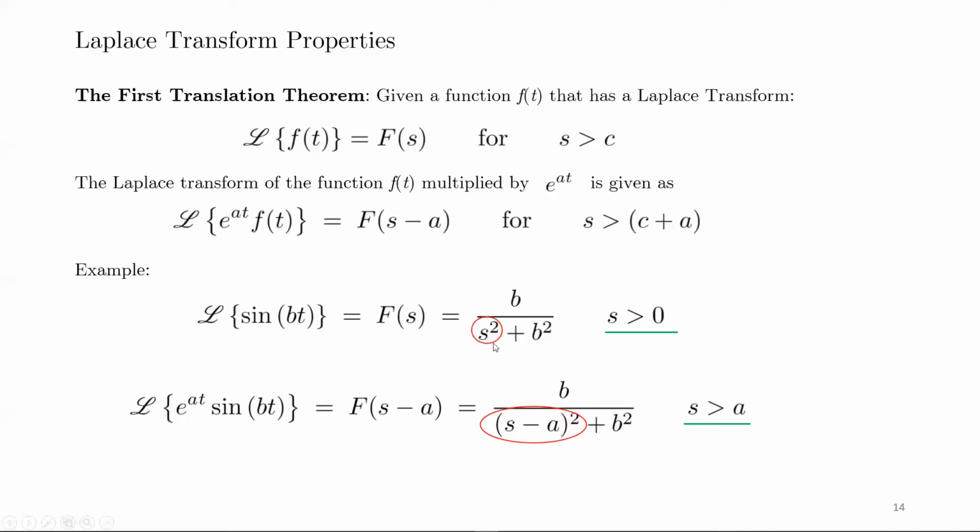So here I have an s squared in the original function F of s. Now I see an s, so I'm going to replace it with an s minus a. So s minus a squared. Everything else is the same. We've got a b on the numerator and we've got a plus b squared on the denominator. So I hope you can see how that works. Basically, if we multiply a function by e to the at, wherever you see an s, you subtract an a. So s squared becomes s minus a squared. And again, the Laplace transform of this new combined function is valid for s greater than a, because it's 0 plus a, which is a.